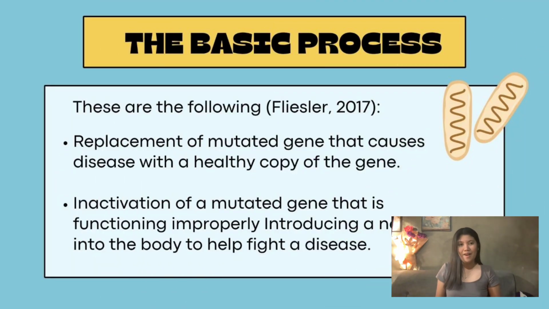Now, let's talk about the basic process of gene therapy. There are actually three main ways that a gene therapy works, according to Fleischer of 2017. First, scientists can replace a mutated gene, meaning that a damaged or faulty gene will be replaced with a healthy copy. So, it will help to fix the root cause of the disease. Second, they can inactivate the mutated gene that is not working properly. So, instead of replacing it, they can simply turn off the gene that is causing the problem.